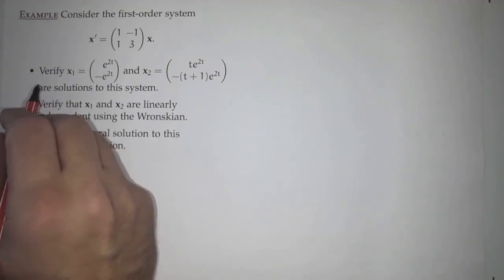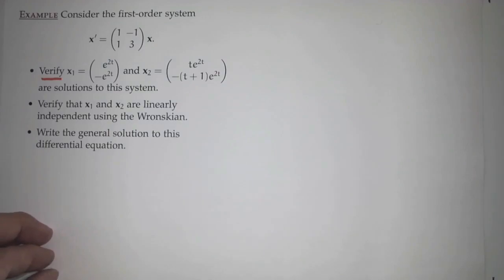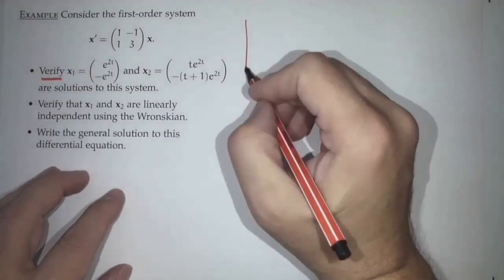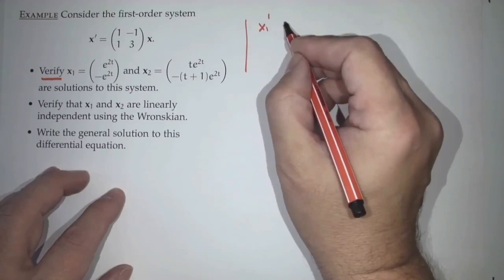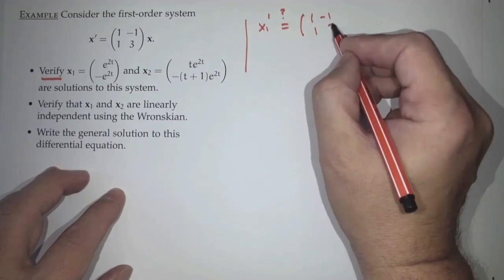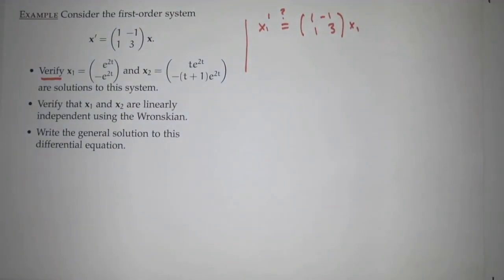Okay, so the question becomes, how does one verify? Do you remember? You plug it in. To verify something's a solution, you plug it in and say, hey, does it work? If it does, woohoo! If it doesn't, don't. All right. So we want to check, is it the case that x1 prime is equal, question, to the matrix 1, minus 1, 1, 3, times x1? We don't know yet. If it was, we'd be done.